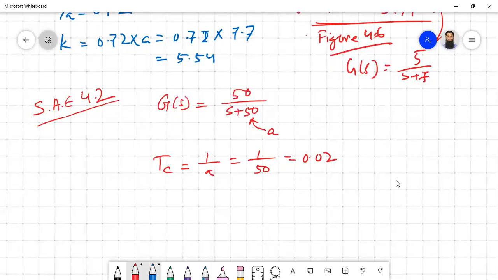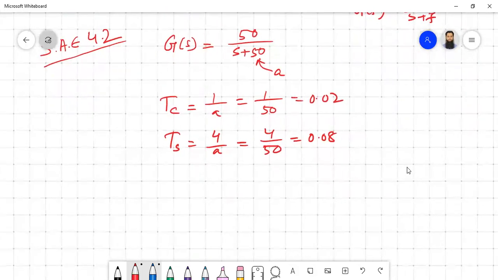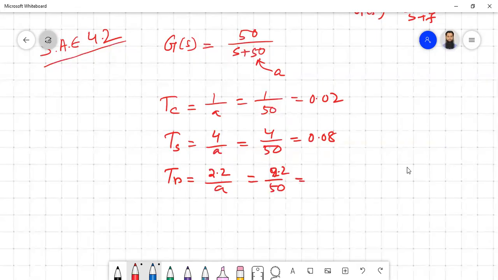And then what is the time constant Ts, the settling time? By definition, it is 4 by A, according to our derivation. So 4 by 50, basically 0.08. Next thing they wanted to figure out is the rise time. So Tr is basically 2.2 by A. So 2.2 by 50, and that is your 0.044.